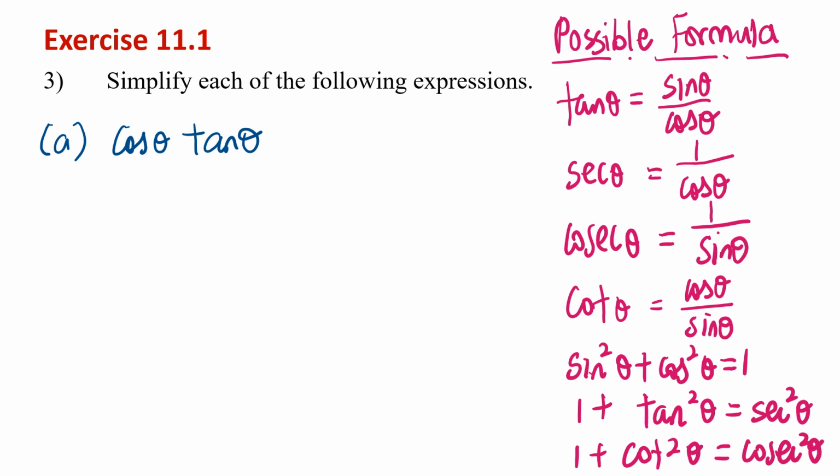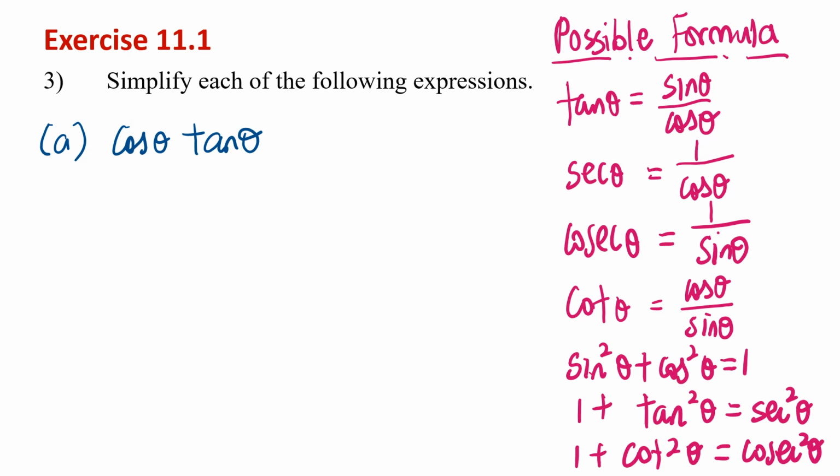Then, of course, the Pythagorean identities. Sine squared theta plus cos squared theta equals 1. 1 plus tangent squared theta equals secant squared theta. 1 plus cotangent squared theta equals cosecant squared theta.